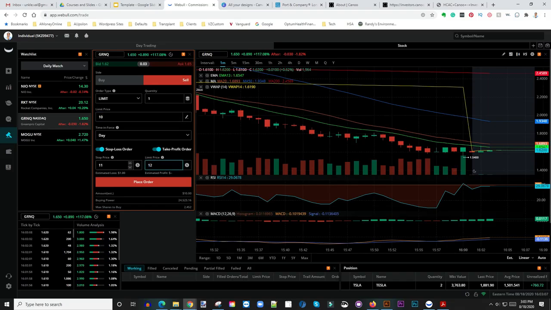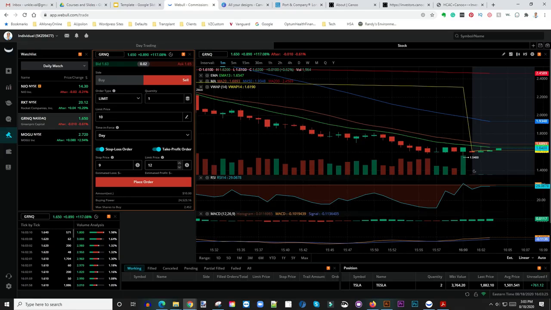In this case, if it goes to $9, it kicks me out. So look at the difference here. The difference is that I put a cap on my profit. So if it goes up to $12, my take profit would kick me out. But then if it keeps going up, I'm missing out, right?